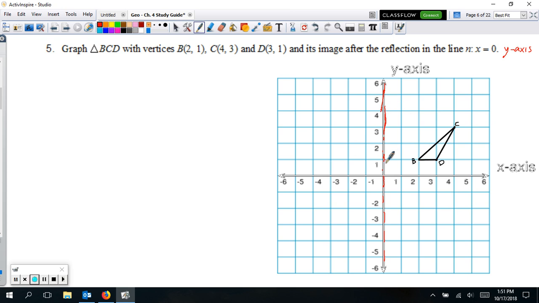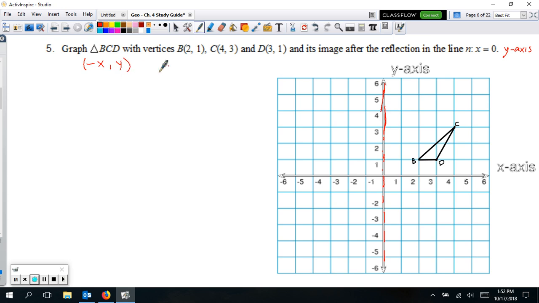Now we could just think about how far away these points are, like B is 2 away, and we could just go 2 the other side over here, so B prime will be over there. Another thing we can think of as well is what it said there. It gave us a rule for this one: since we're flipping it over the y-axis, that means y is going to stay the same, but x is going to change to its opposite.